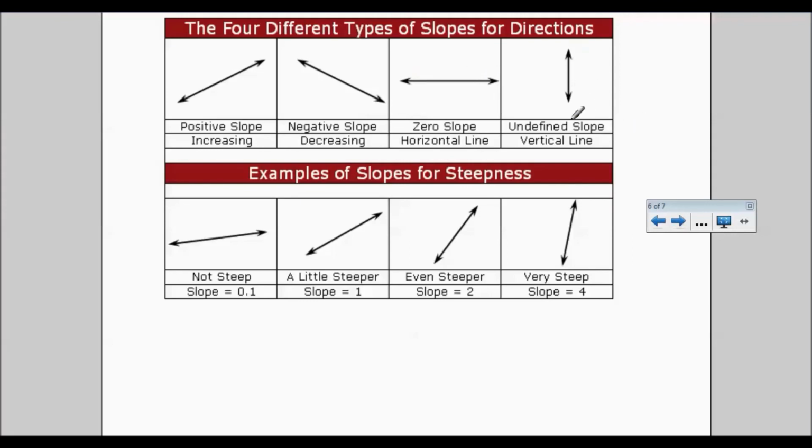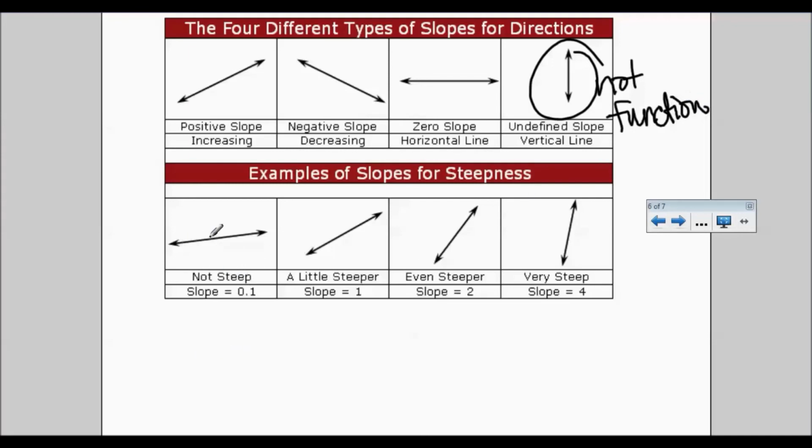If it's a vertical line, this is undefined slope because this is not going to be a function. Think about when we did that vertical line test. There would be lots of points. All the points would fall on that vertical line. So this right here is not a function. And so that's why the slope is undefined, because the slope doesn't exist for that line.